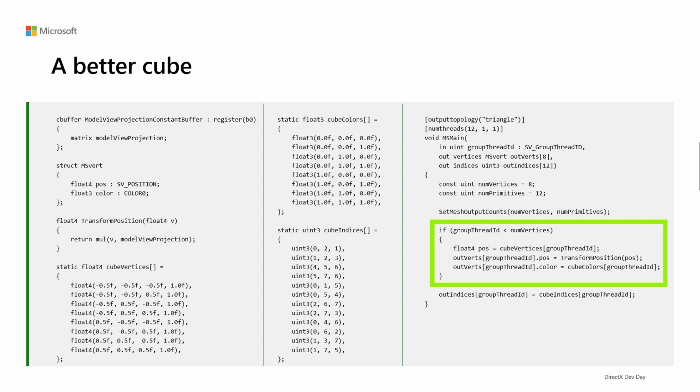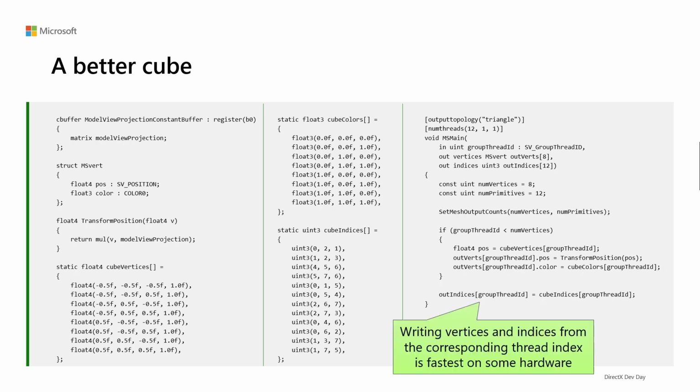And now I also have a little if statement. So basically the model here is each thread is going to output 1 vertex. Because I said 12 threads, but I only have 8 vertices, I need to just do a conditional. So the last 4 threads skip this and don't bother writing out a vertex at all. And then right at the end, I output my indices as well.